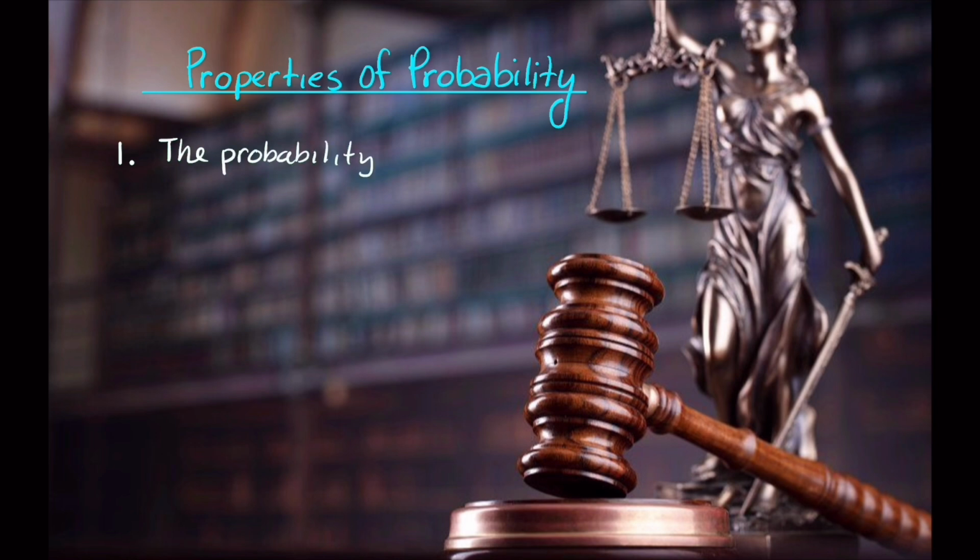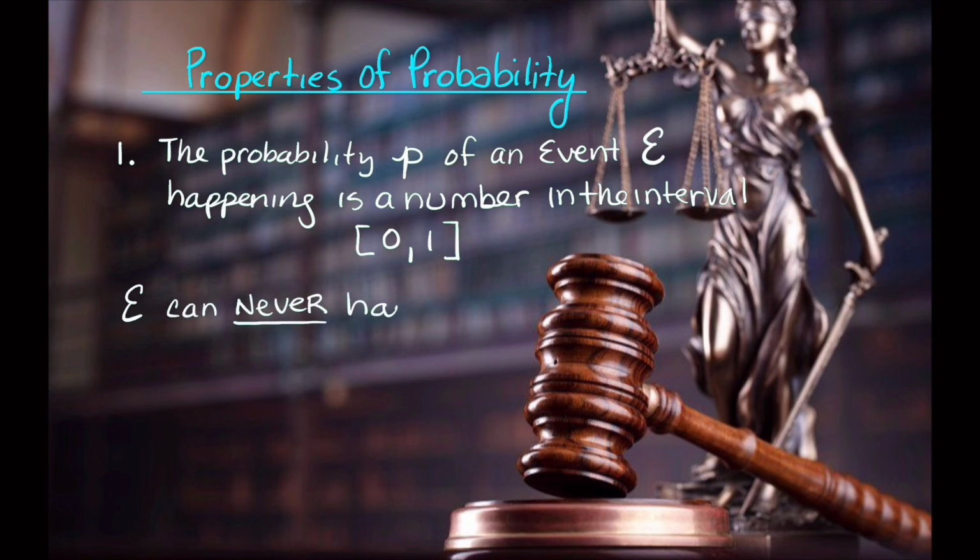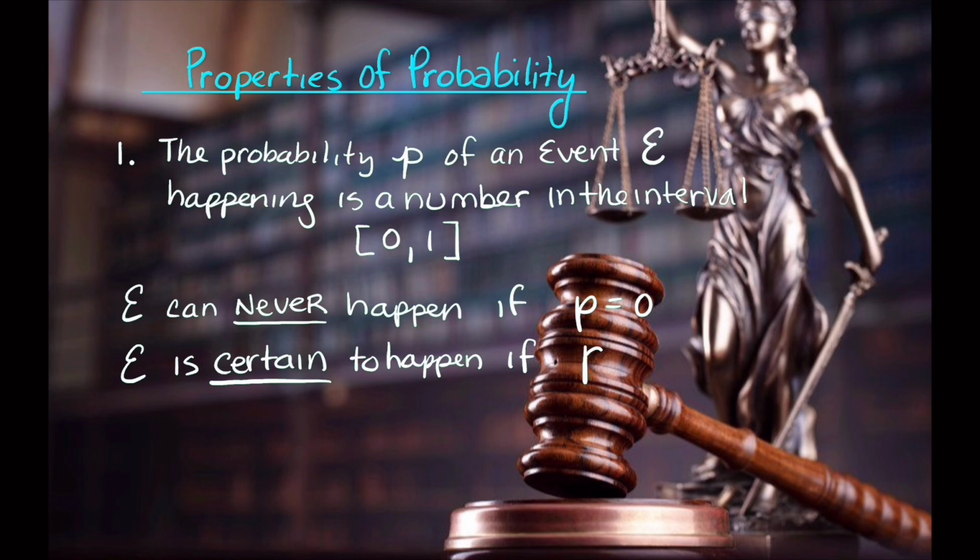Let's review some of the properties of probability before we dive into this concept a little deeper. So we say that the probability, P, of an event E happening is a number that is in the interval between 0 and 1. If we say that an event can never happen, the probability is 0. If an event is certain to happen, we say the probability is equal to 1.